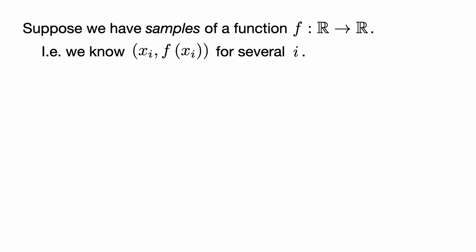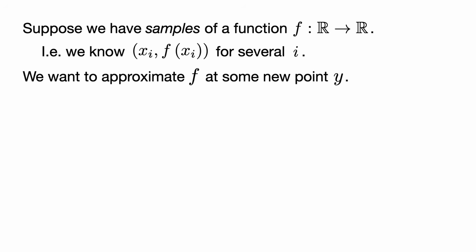Suppose we have samples of a function that maps the real numbers to the real numbers. What does it mean to have samples? Well, that means we know a set of ordered pairs where xi is in the domain and f of xi is in the range. So we have examples where we know some of the inputs and outputs of our function, and we want to approximate f at some new point y.